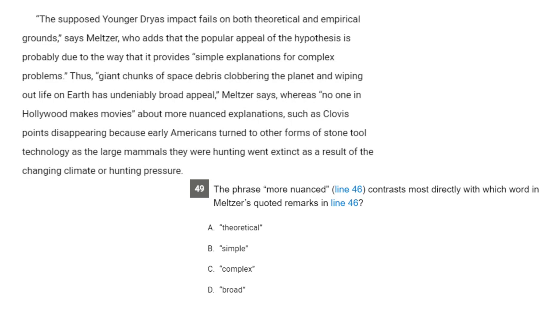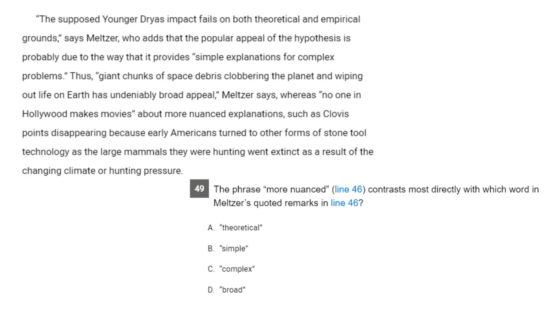This question is asking, the phrase more nuance contrasts most directly with which word in Meltzer's quoted remarks? They also provide lines here so that you can navigate those lines and find them. This is partially why you would want to preview the questions beforehand. By seeing that they're going to ask about the term more nuanced, you might pay more attention when you're reading the passage quickly over those 3 to 4 minutes that you're reading it.